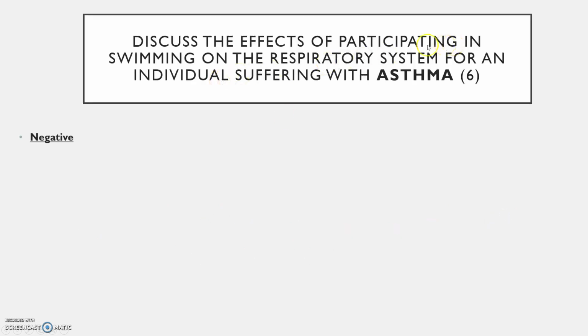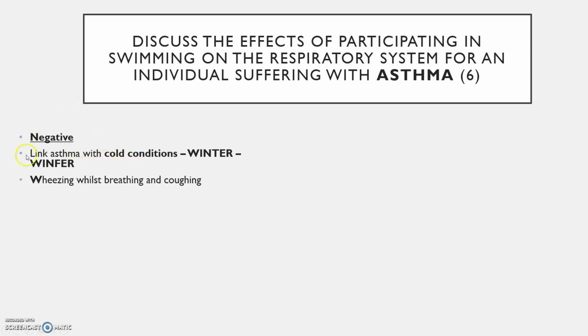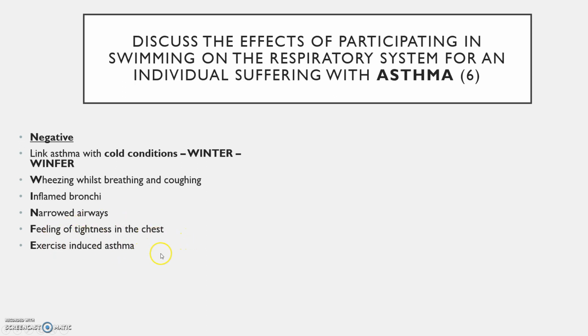So, discuss the effects of participating in swimming on the respiratory system for an individual suffering with asthma. 6 marks. Negative effects of asthma. You've got to link asthma with cold conditions. That's how we get our memory method: asthma, cold conditions, winter, and we have wheezing whilst breathing and coughing, inflamed bronchi, narrowed airways, feeling of tightness in the chest, exercise-induced asthma, reduction in the amount of air able to get into the lungs. They are the negative effects of asthma.